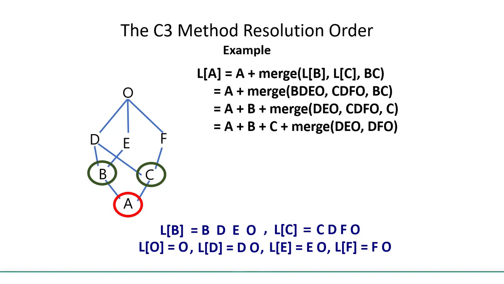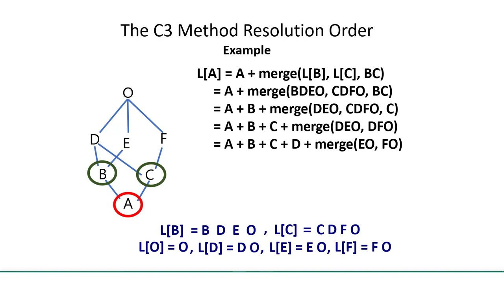Now again we will redo it by picking up the head of the first list, which is D, and verify if this is part of any of the tail of the remaining lists. And we could see that D is not part of the tail of any of the remaining lists. So we will have class A plus class B plus class C, and the class D will also be removed now. And the new merge function will have two lists, one being EO and the other one being FO.